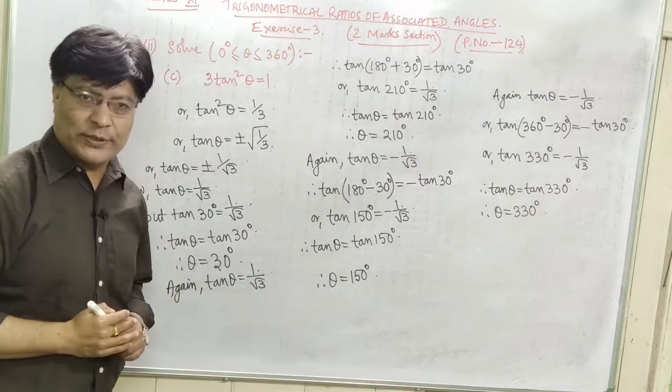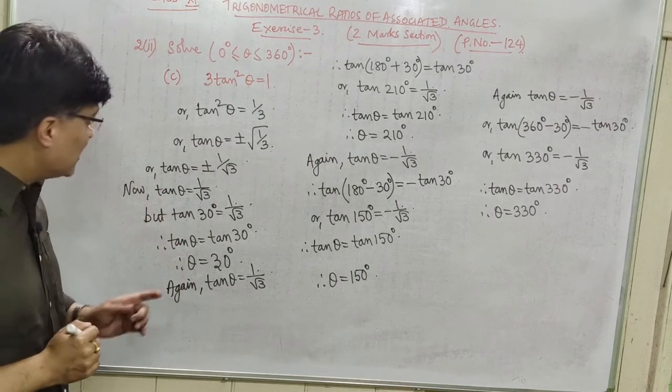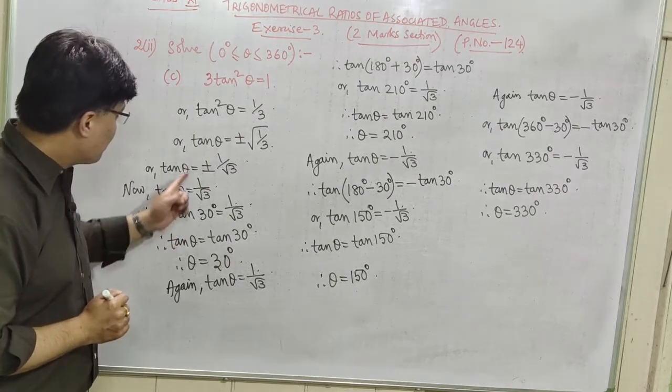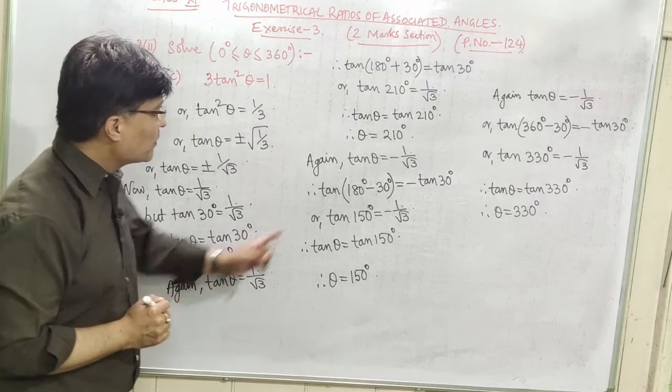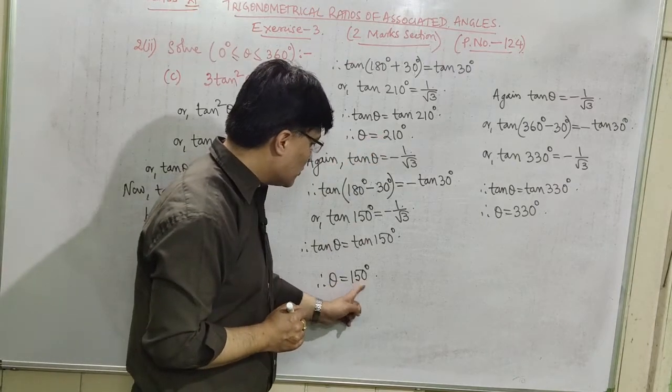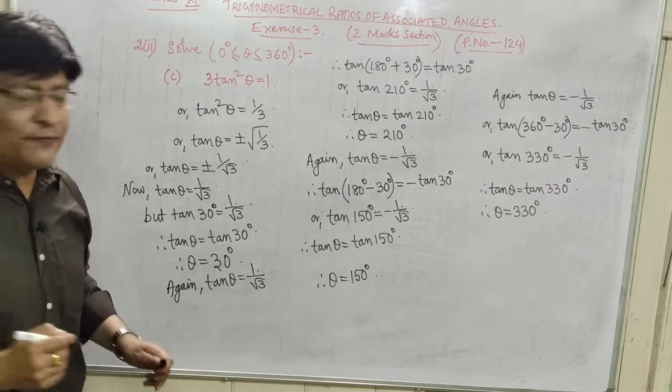So I think you have understood it. So we have got the answers. We have got 4 values of theta in this case. What is the first one? Theta is equal to 30 degree, theta is equal to 210 degree, theta is equal to 150 degree, and theta is equal to 330 degree. These are the 4 values of theta.